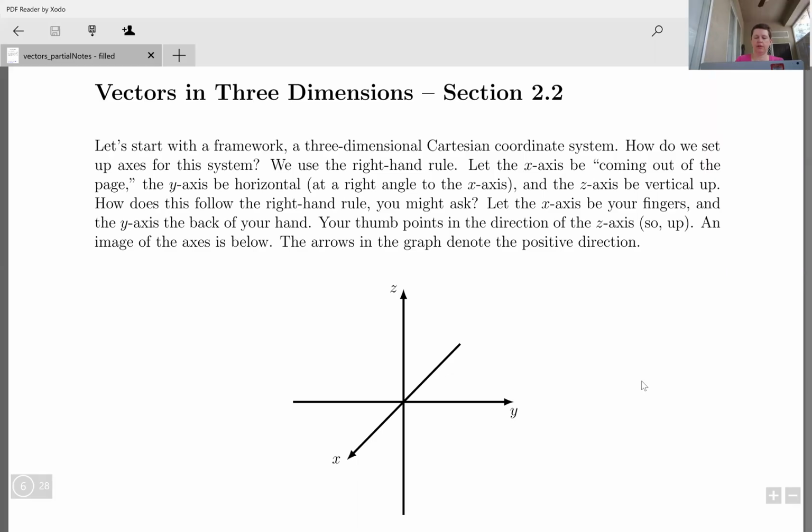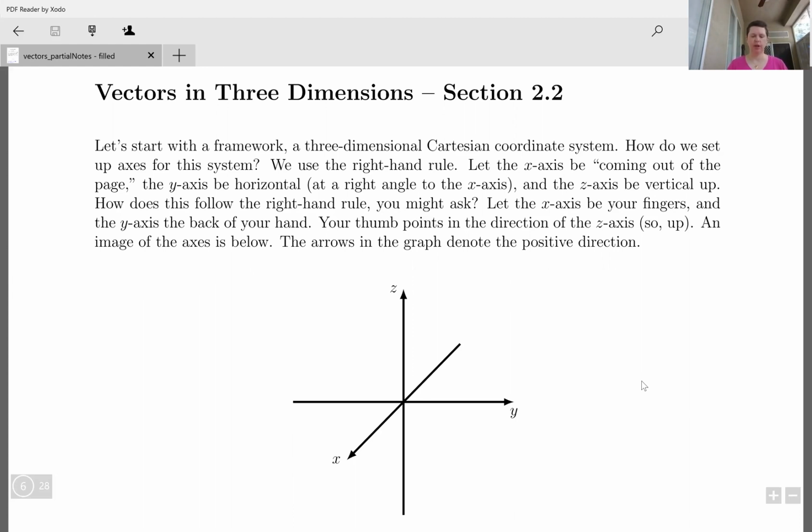Alrighty, so we're going to start with a framework, specifically a 3-dimensional Cartesian coordinate system. And the question is, how do we set up axes for this system? Well, I know you can see the picture right there, but besides that, how do we do it?